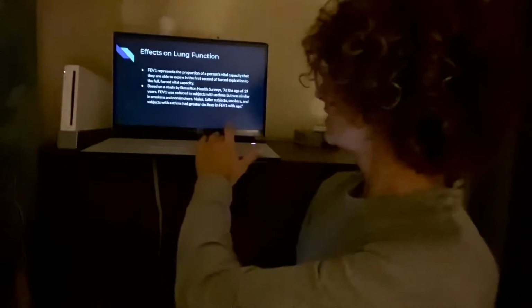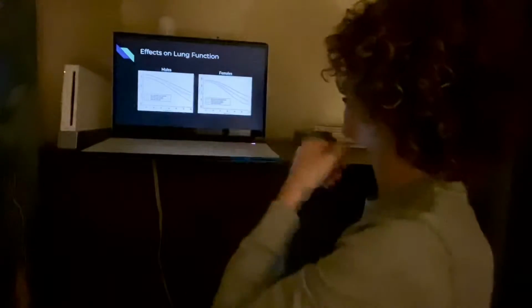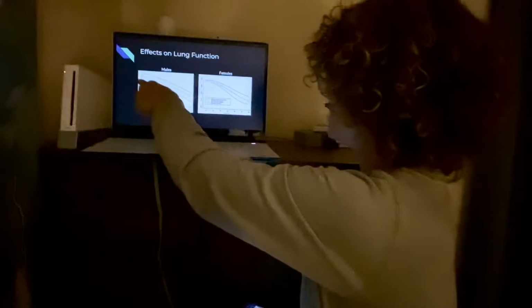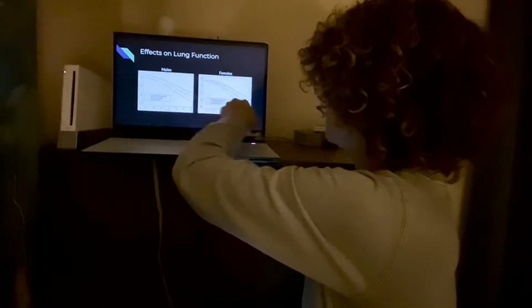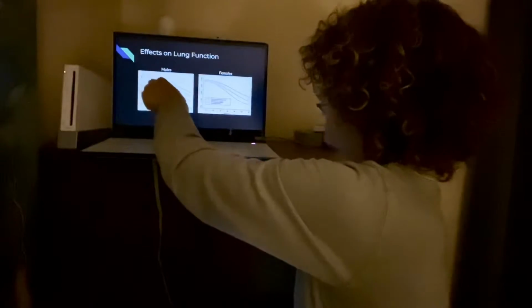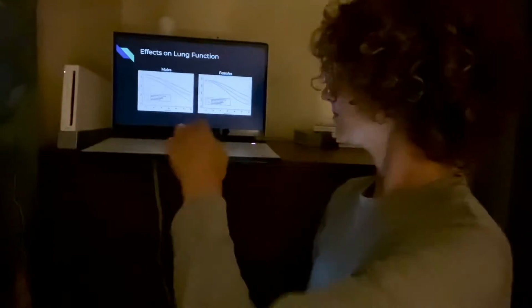Now let's analyze two diagrams that were from this study. On the left here, we have males, and on the right here, we have females. As you can see, asthmatic smokers had the greatest decline for both males and females, and smokers had a greater decline than non-smokers and non-asthmatic non-smokers.